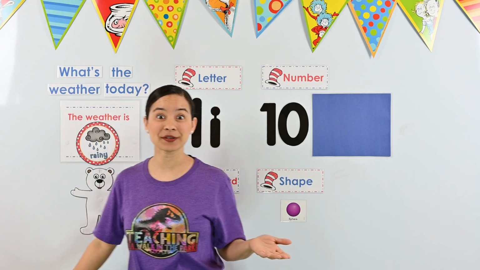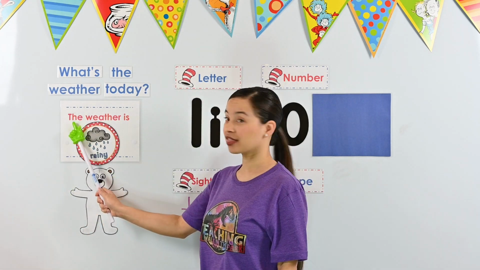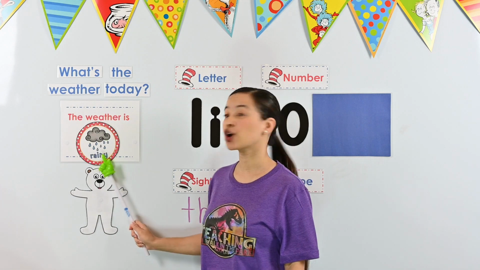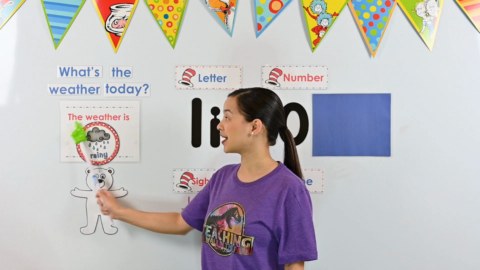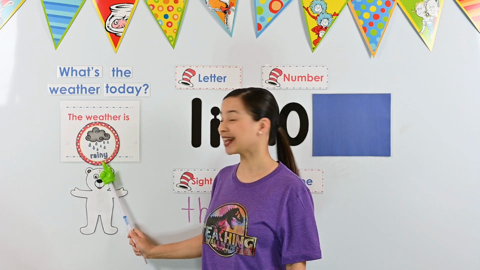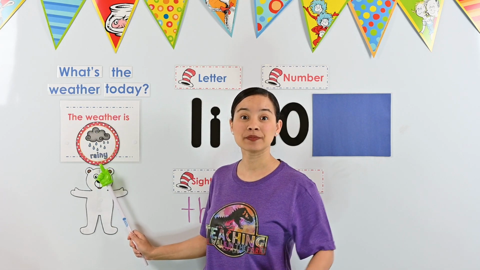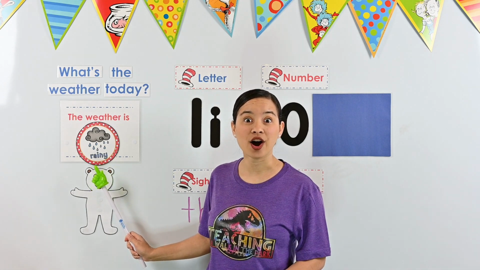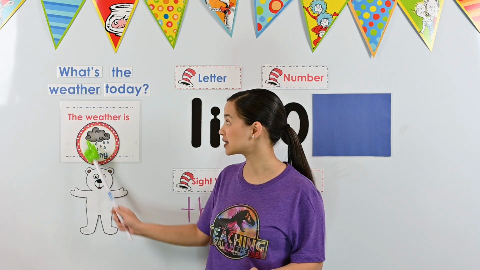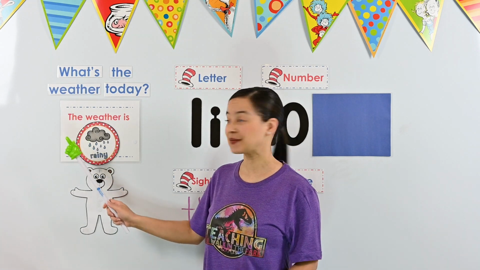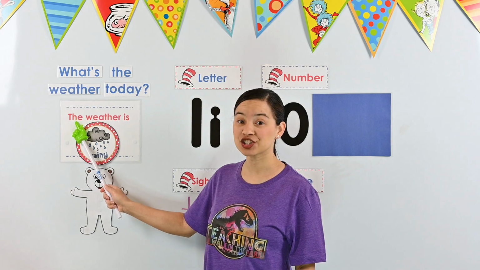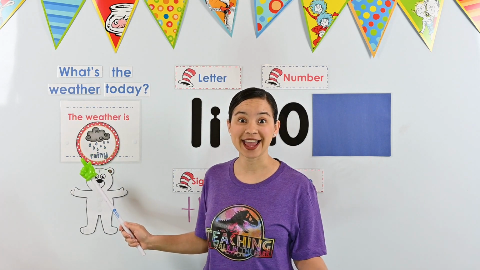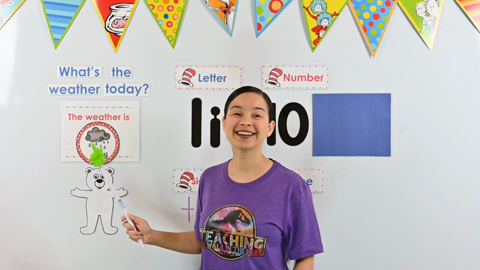Okay, let's read the weather sentence together. The weather is rainy. Good, let's read it one more time. The weather is rainy. Excellent. Hey, I saw our sight word in our weather sentence. It's the word the. I see a T, this is an uppercase T, an H, and an E. T-H-E is the word the. We have our sight word in our weather sentence.